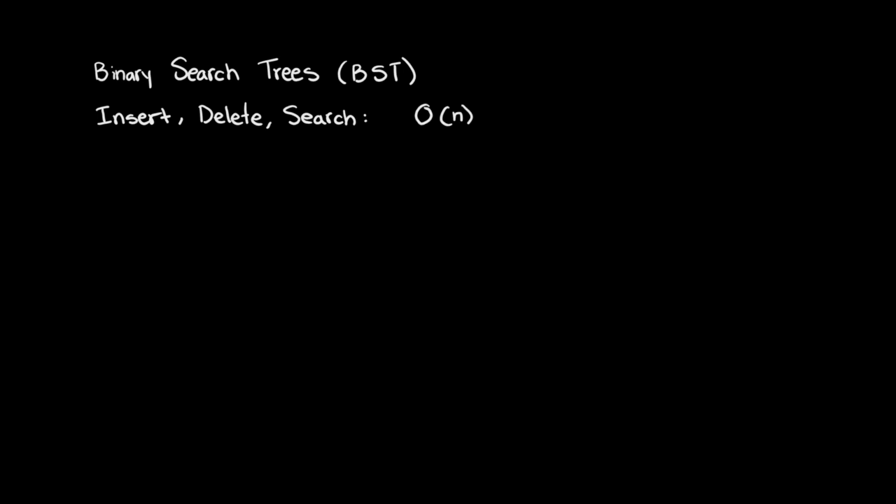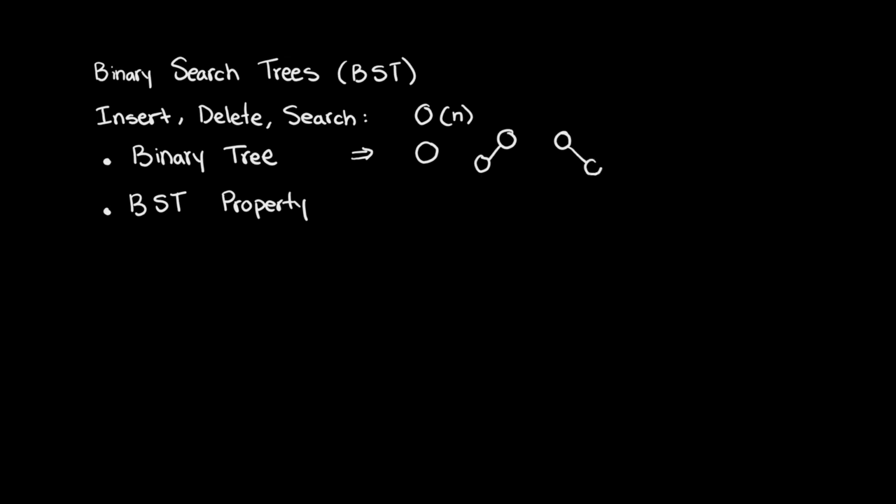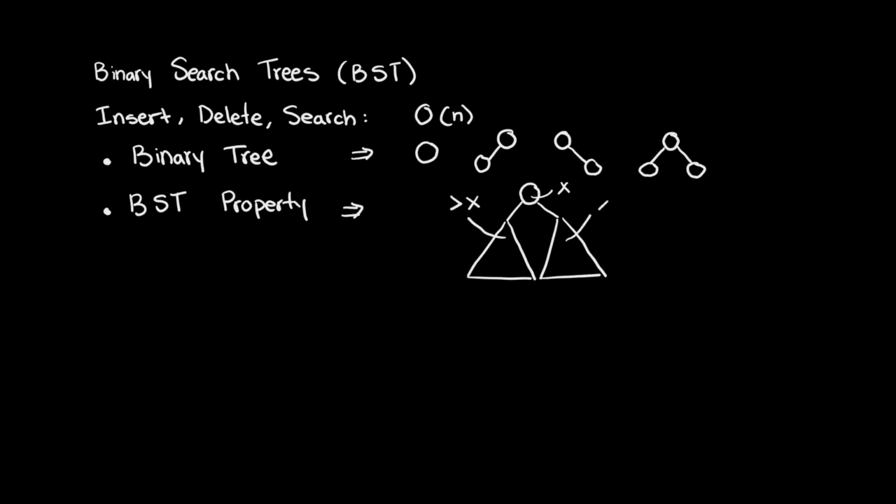A binary search tree is a binary tree which follows an additional BST property. That is, each node has at most two children nodes, and for every node x in the tree, the subtree to the left contains nodes with values less than x, and the subtree to the right contains nodes with values greater than x.